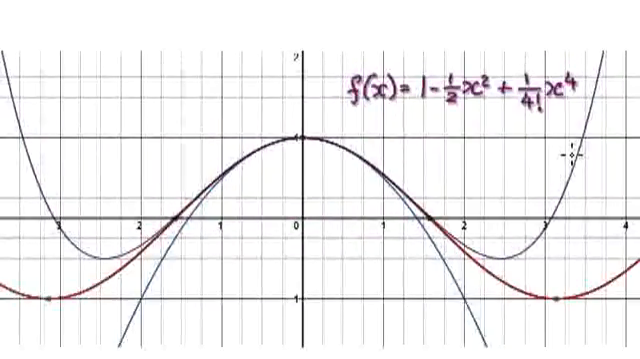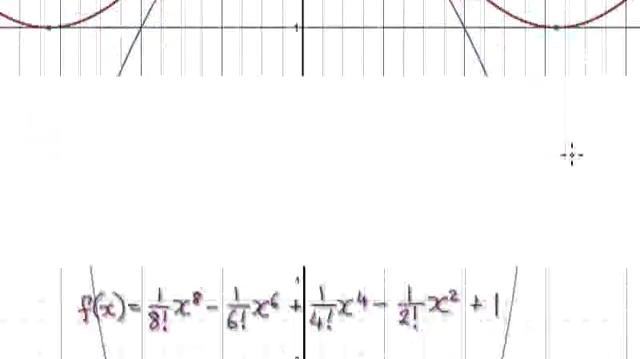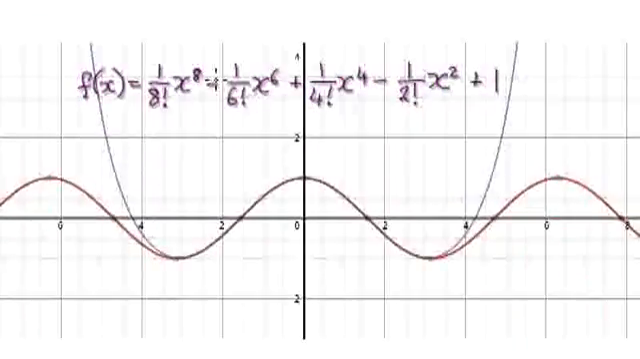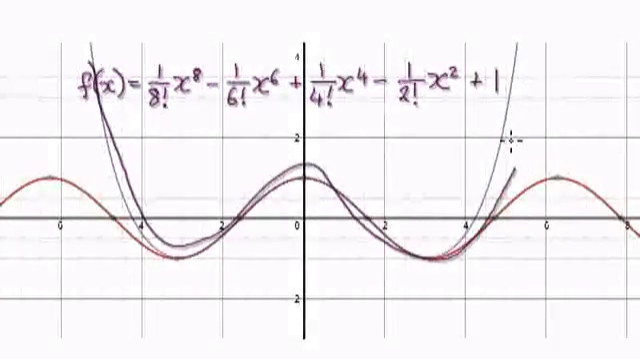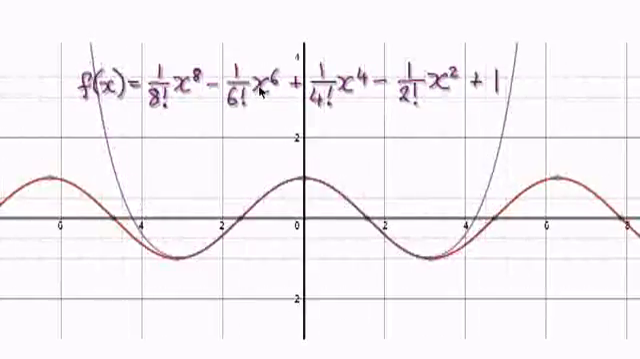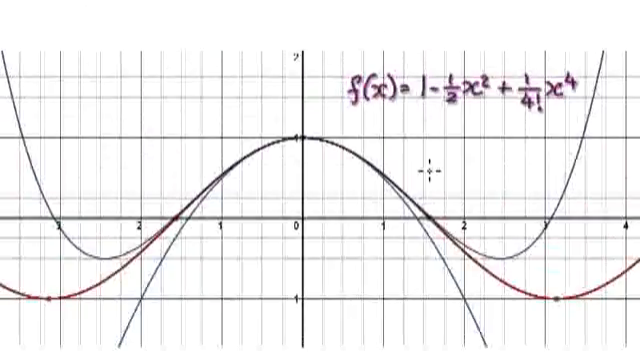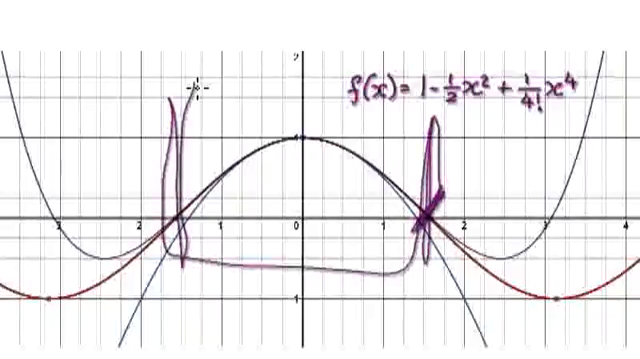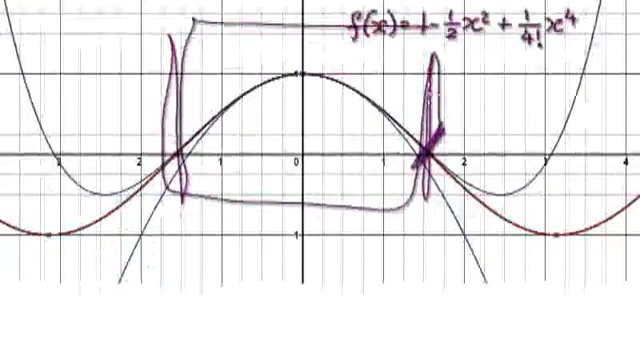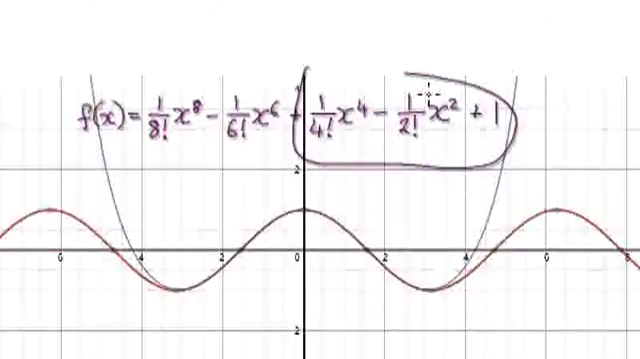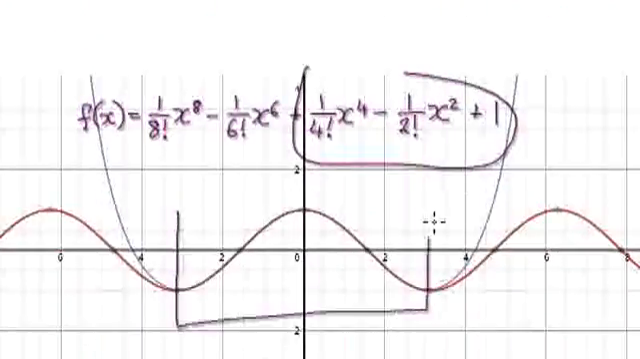But the thing is, you can continue the process and take it up to x to the power of 8. Taking it up to x to the power of 8 will give you this. You see, x to the power of 4 gave us something that's good up to around here, but taking it up to x to the power of 8 is good up to around here.